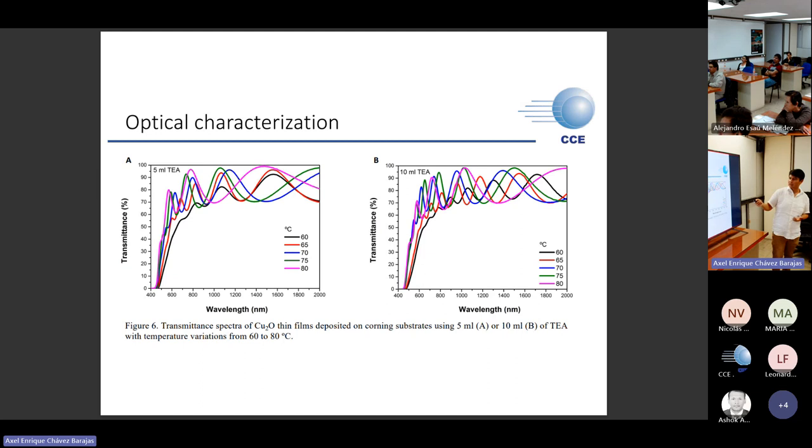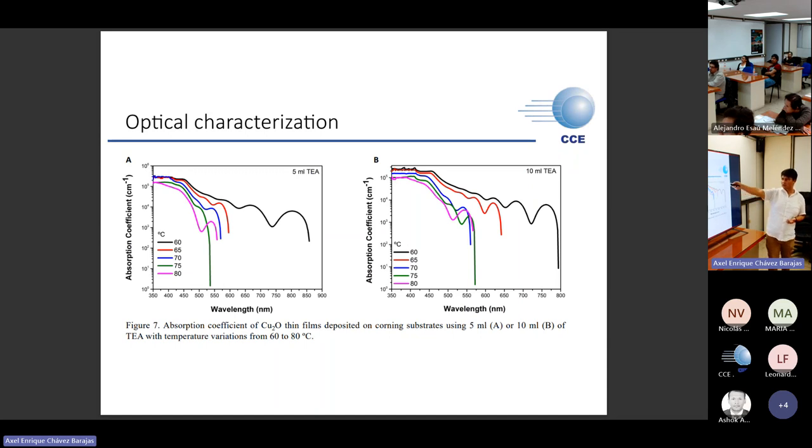We observe a slight increase in the band gap, or decay in the transmittance, with the increase of the deposition temperature in both cases, which is related with an increase in the band gap. This is related with the relaxation of the structure and a decrease in the Urbach energy, or the disorder.